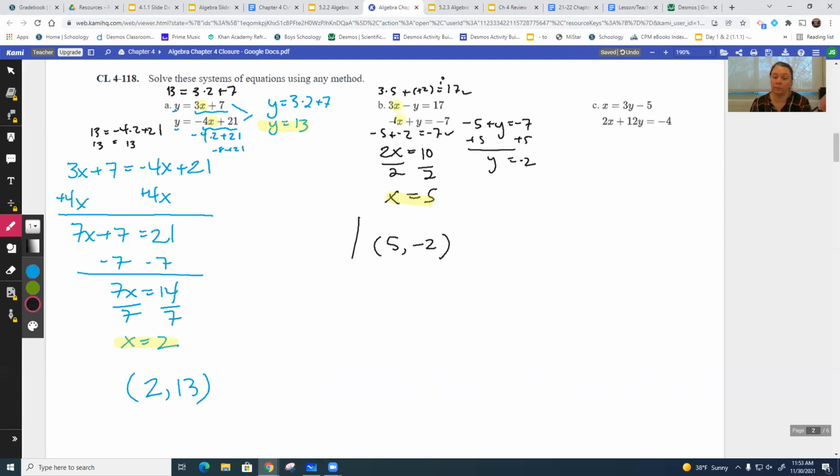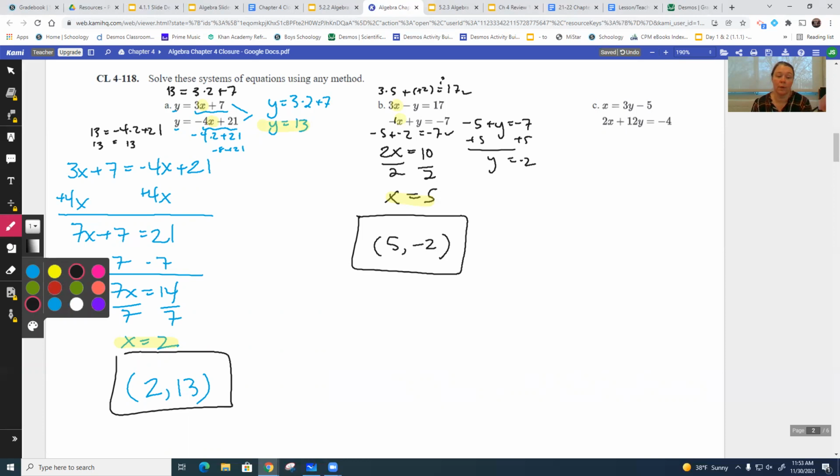And then for this last one, let's see what we have here. Well, I see this is already x equals. The x's and the y's, the equal signs are not lined up for elimination. But I know that x is equal to 3y minus 5. So here, in place of this x, I'm going to substitute in 3y minus 5, and then solve this equation.